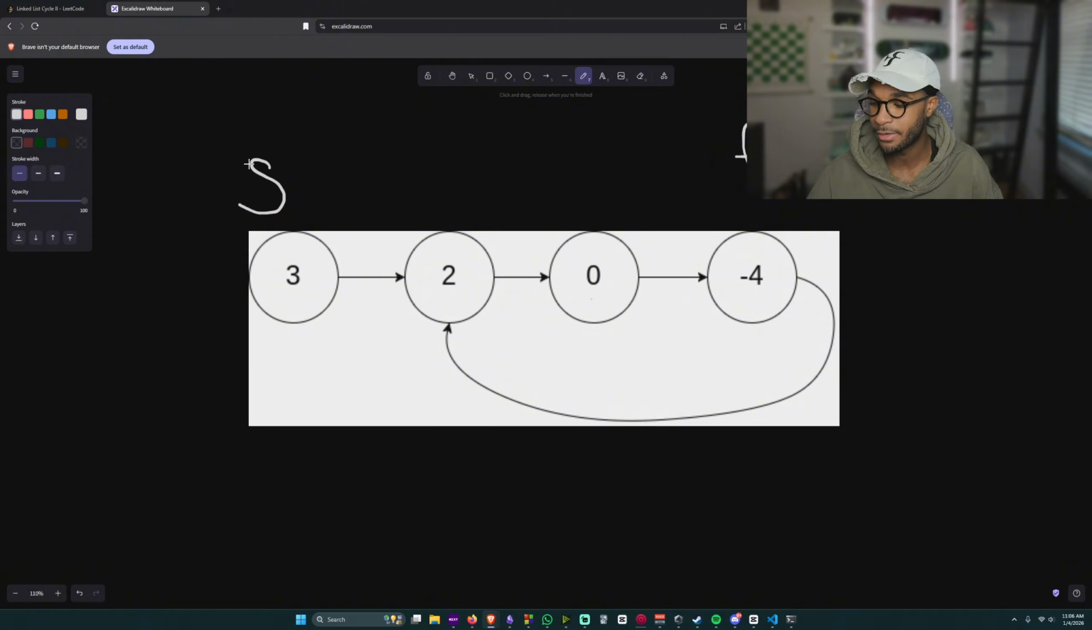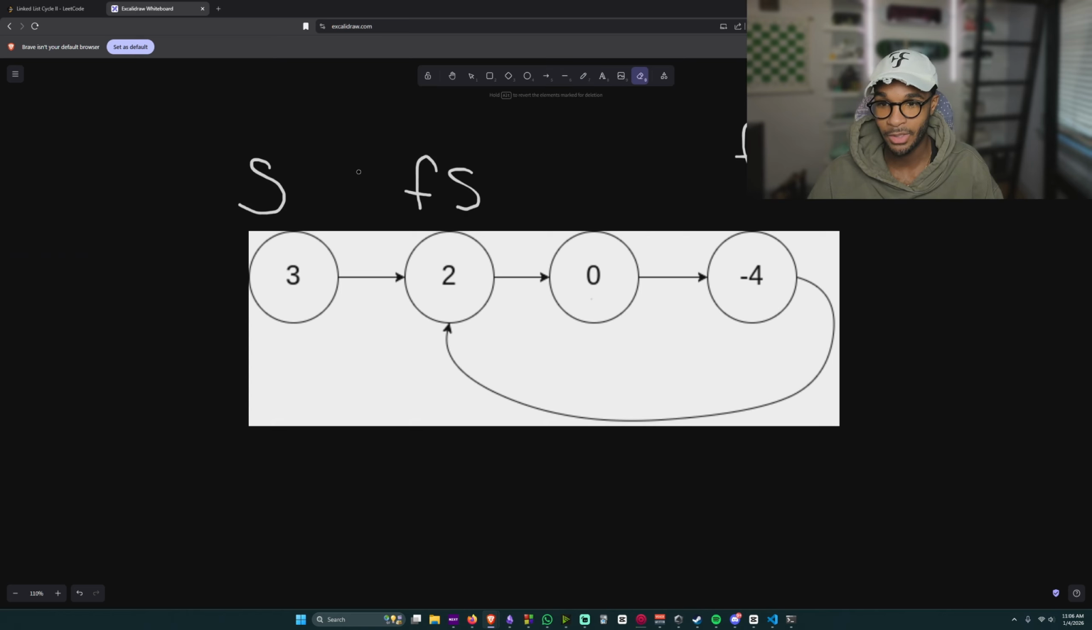And instead of moving them at different rates, we're going to move them at the same rate, 1 node at a time. So fast moves up once, and wraps around to 2, and slow moves up once, and goes straight from 3 to 2, and they meet. So we return this node, right? And this is the start of the cycle.